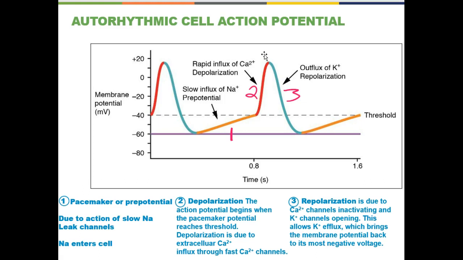So for each time period, be able to describe the channel, which includes the name of the ion, say which way the ion is flowing into the cell or out of the cell, and then describe the effect that it's having on the membrane potential. So it's either pacemaker potential, depolarization, or repolarization.